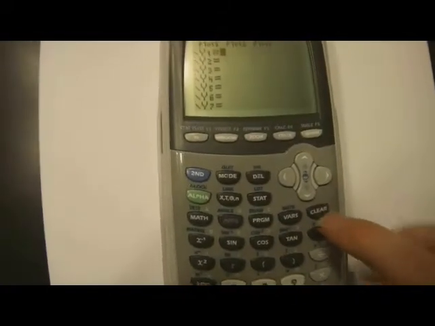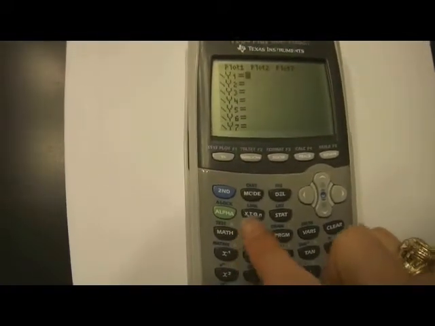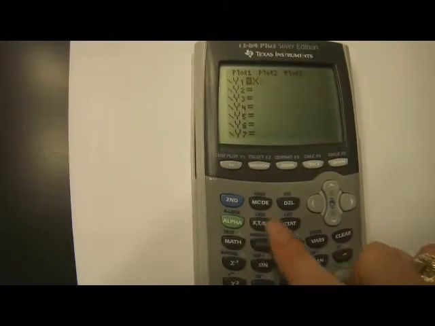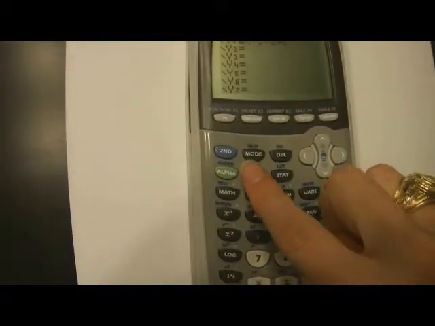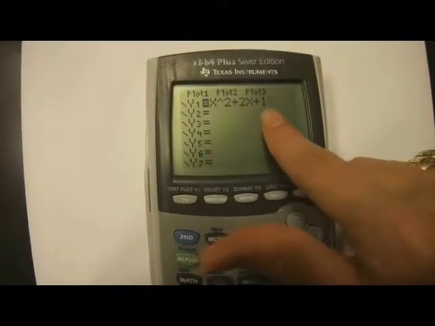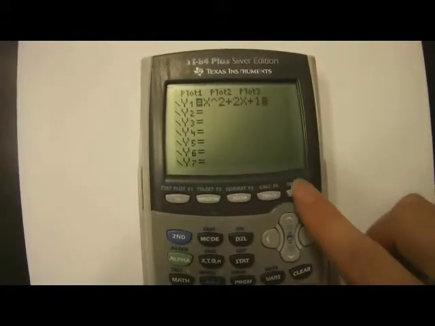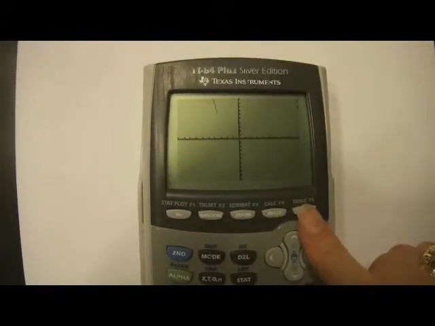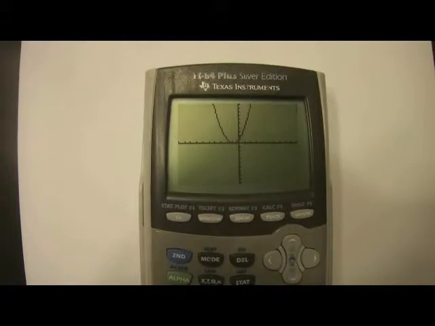You can press clear. Now you go to your variable x, caret, and go to squared plus 2x plus 1. And now if you look, there we have our equation. Now what you can do is go to graph, and there you go. There's your parabola.